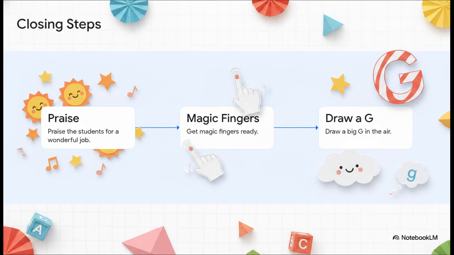Hold up your index finger, your magic finger. Now, using that big candy cane and circle shape we learned earlier, draw a giant G right there in the air in front of you. It's just a fantastic, large motor skill way to end the whole session.